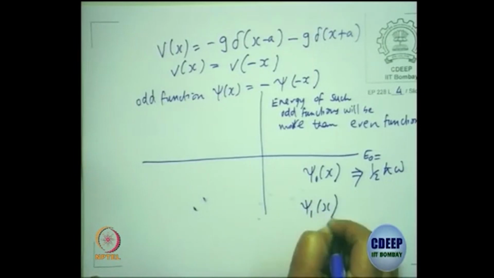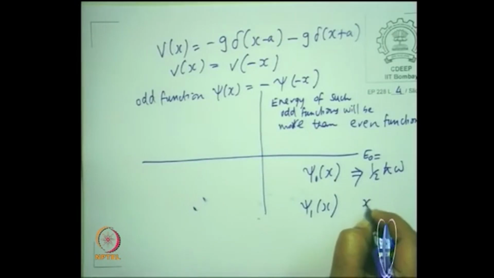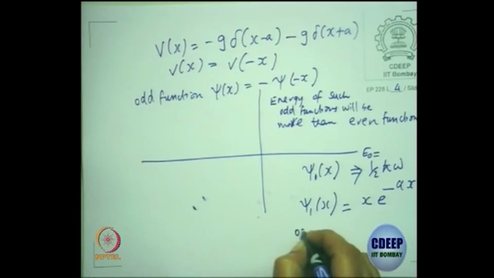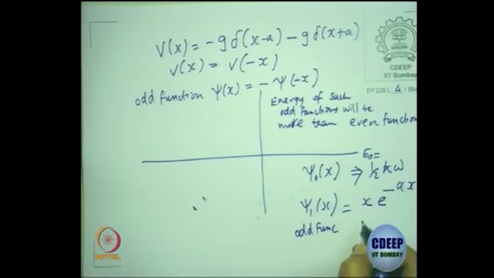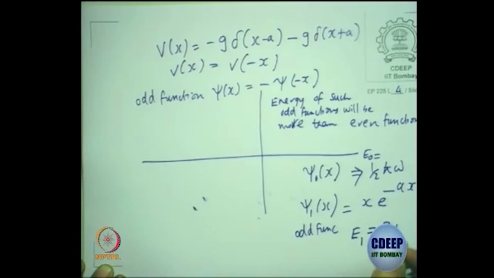Psi 1 of x has odd powers to start with. So, it is proportional to some x times e to the power of minus a x squared. This is an odd function, okay, whose energy you can work out by two methods. What is one method? Put this wave function in your time independent Schrodinger equation, compare powers of x, find the energies, right? You can do that. If you do that, what will you get? E1 to be 3 by 2 h cross omega.